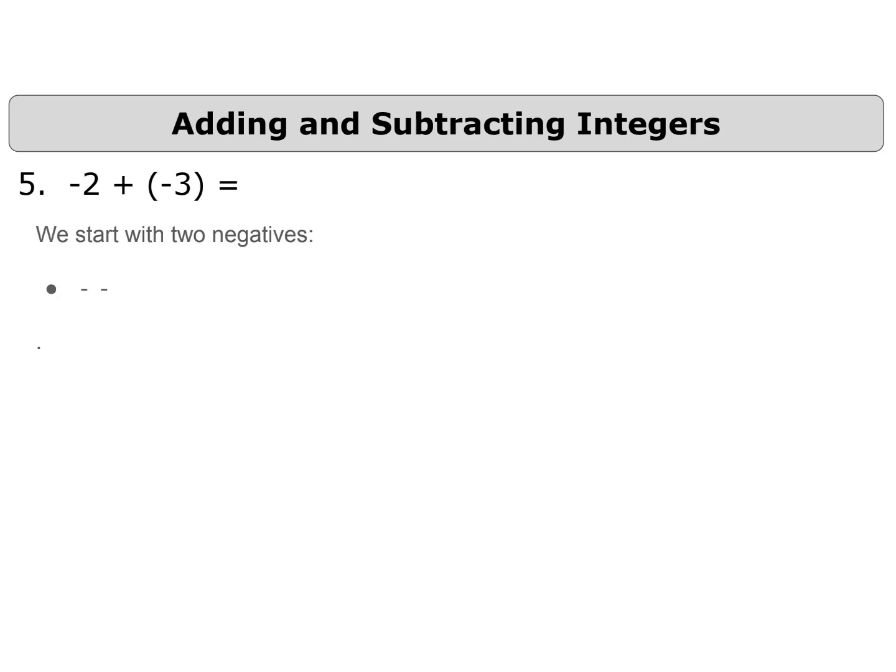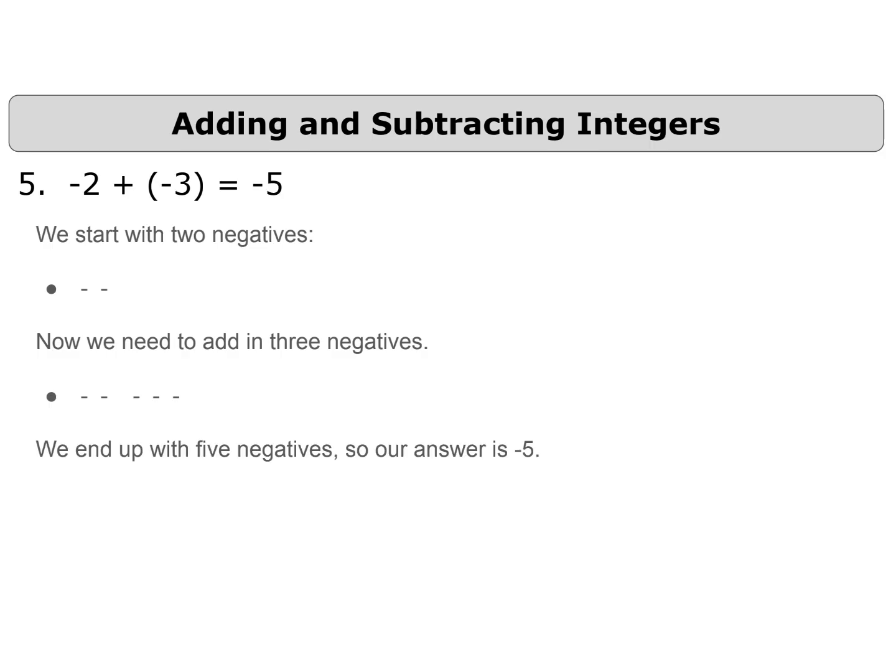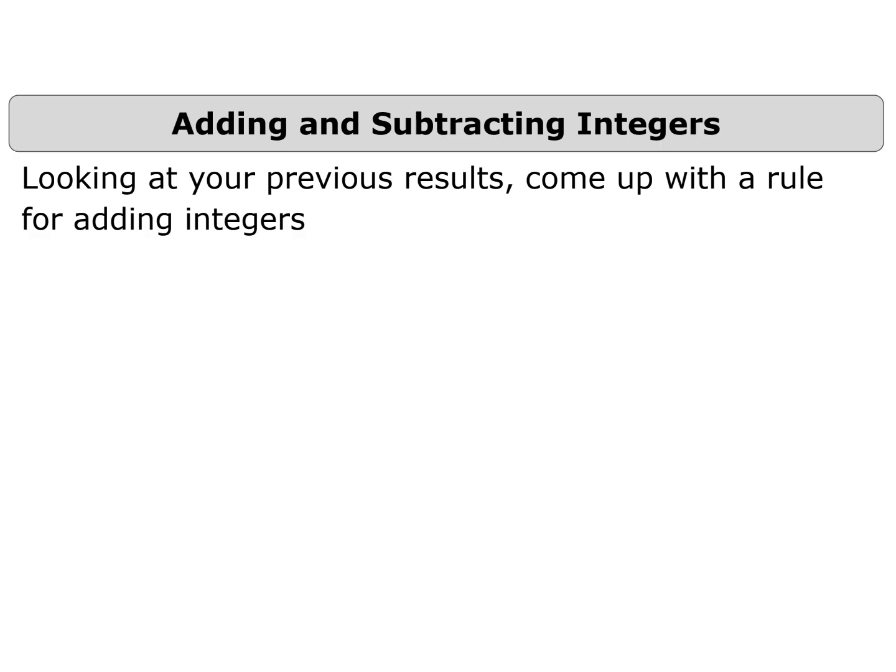We start with 2 negatives. Now we need to add 3 more negatives, and we end up with 5 negatives, so our answer is -5. Looking at our previous results, see if you can come up with a rule for adding integers. Pause the video for just a moment and allow yourself some time to think about this.